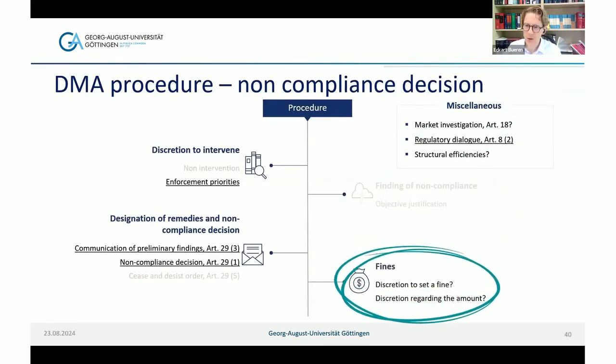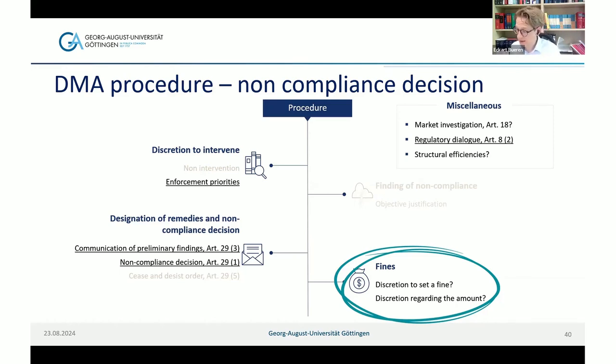And so we would say in the regulatory dialogue, efficiencies are probably most important. In market investigation cases, efficiencies can, to a certain degree, come into play, but we haven't underlined it, because in a market investigation for systematic non-compliance, we also know that severe measures are necessary. So it can come into play, but only to a limited extent.